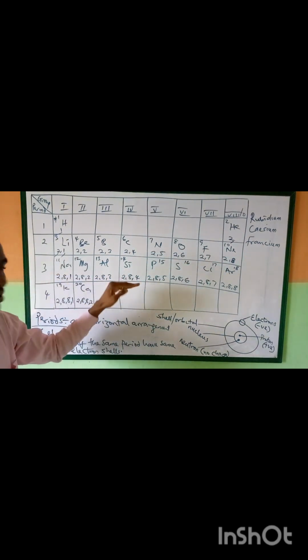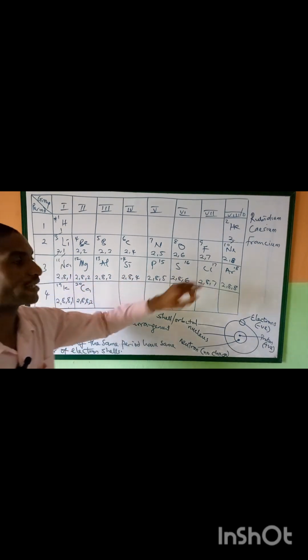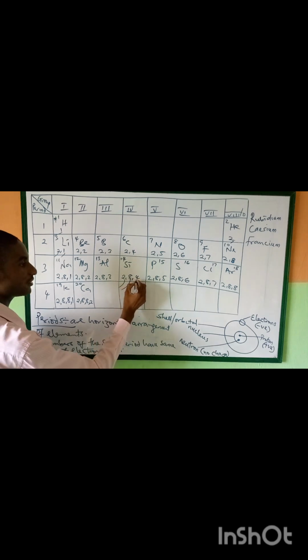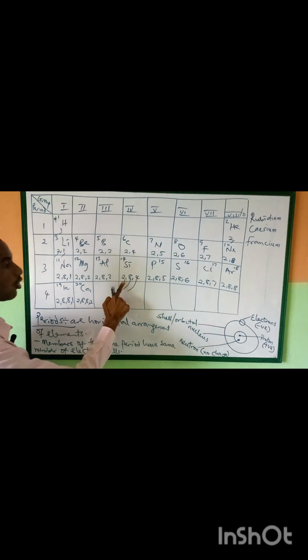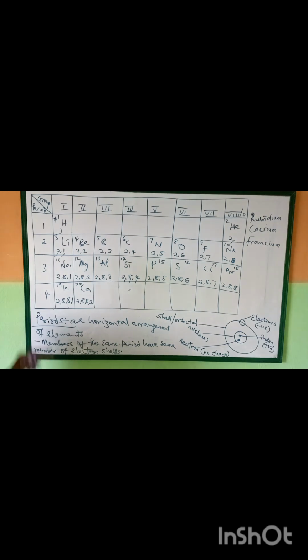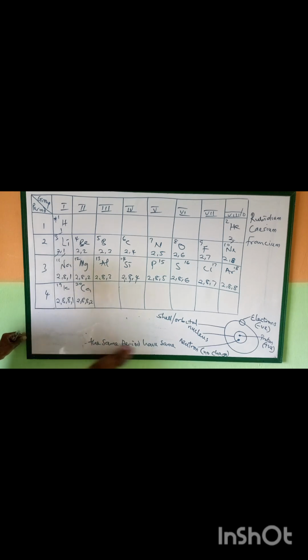These guys are big boys, all right? So they have 3-bedroom flats. Can you see? This is the first shell, this is the second shell, this is the outermost shell. So all of them here have 3-bedroom flats, 3 shells. And then these guys are having 4 rooms, 4 shells. So members of the same period have the same number of electron shells. Is that all about members of a period? No, that is not all. So what else do we have to say?